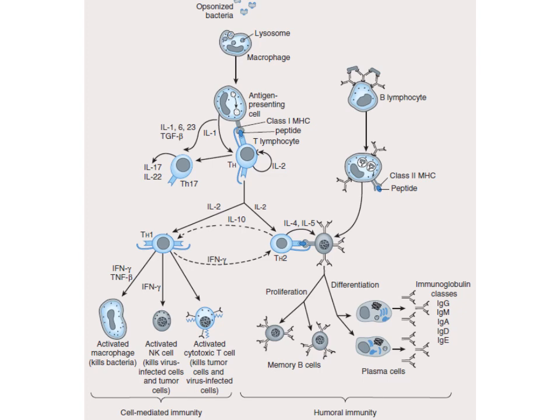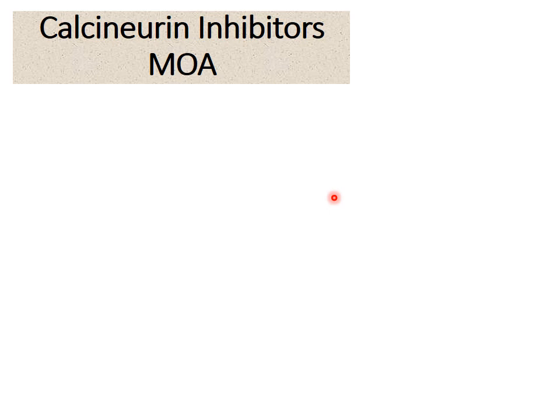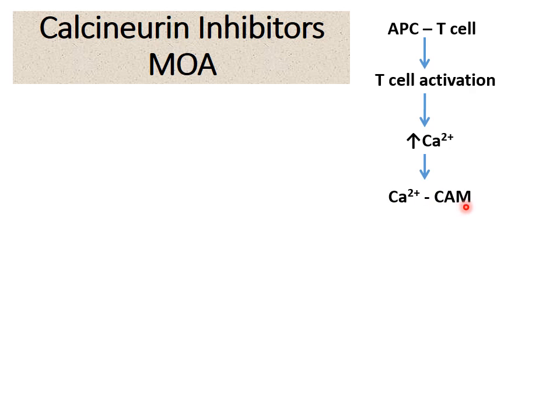So let us come to the mechanism of action of calcineurin. As we saw in the previous slide, the APC is engaged with the T cell by using the MHC peptide complex, and the T cell becomes activated. After activation of the T cell, there is an increase in intracellular calcium level within the T cell via the IP3 pathway. This calcium combines with calmodulin and forms the calcium calmodulin complex. This complex is very important.